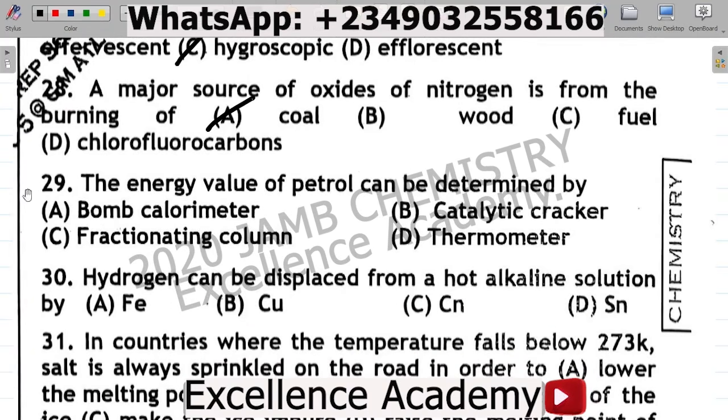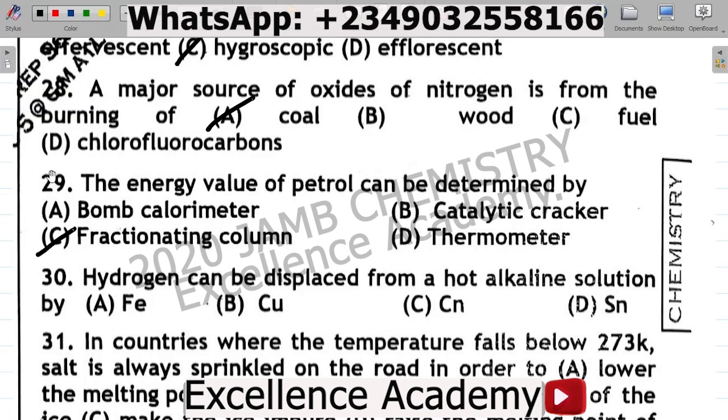Next up, question number 29. 29 says the energy value of petrol can be determined by A, bomb calorimeter, B, catalytic cracker, C, fractionating column, D, thermometer. For question 29, the correct answer there is C, fractionating column.